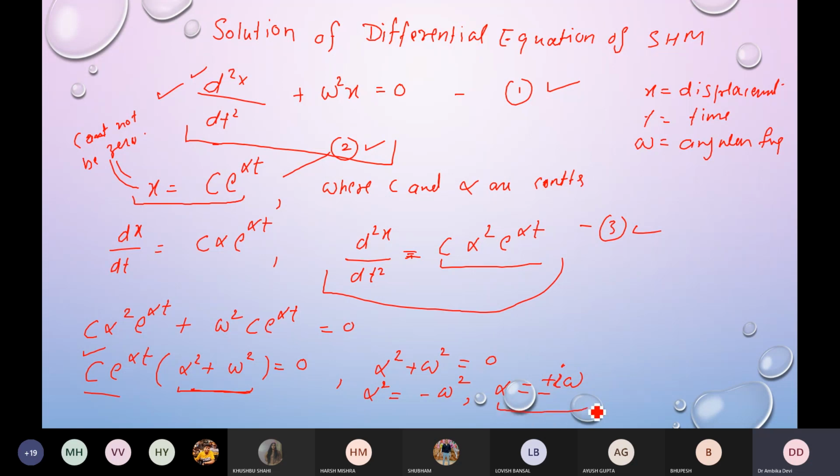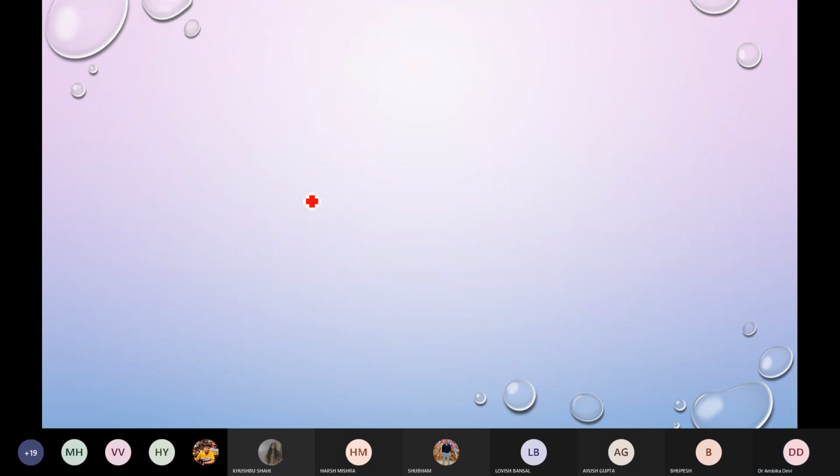It can be either plus iota omega or it can be either minus iota omega. So if you have two values of alpha, it means that x should also have two values. It means there will be two solutions for this equation, with plus alpha and with minus alpha.